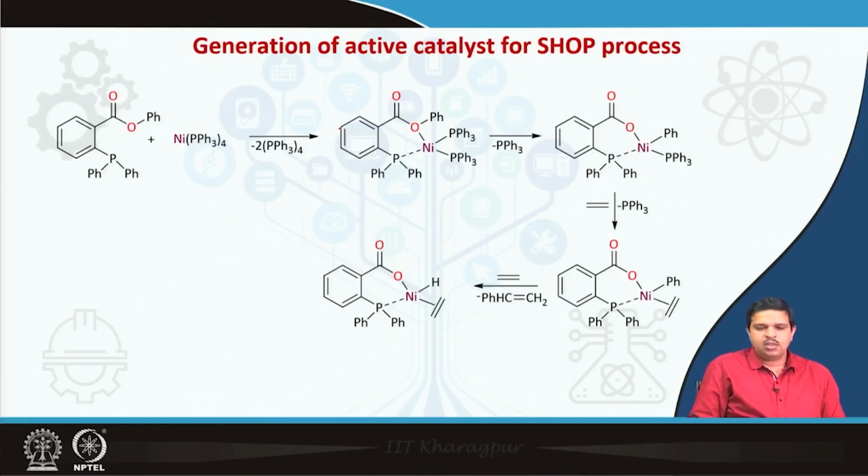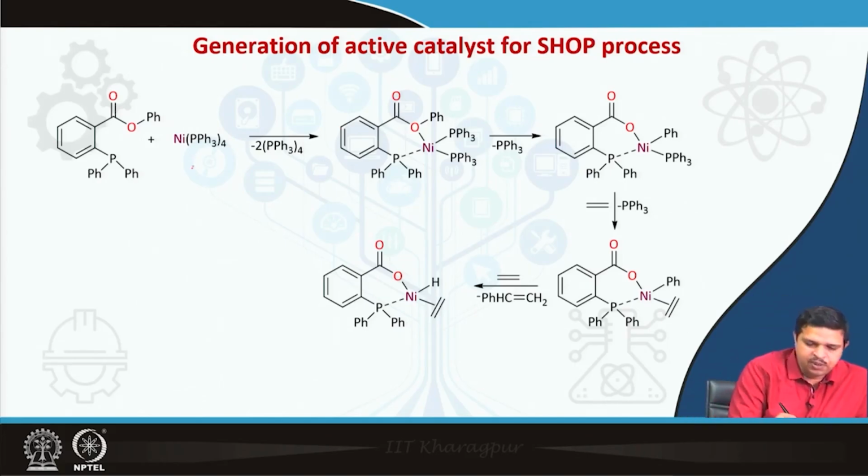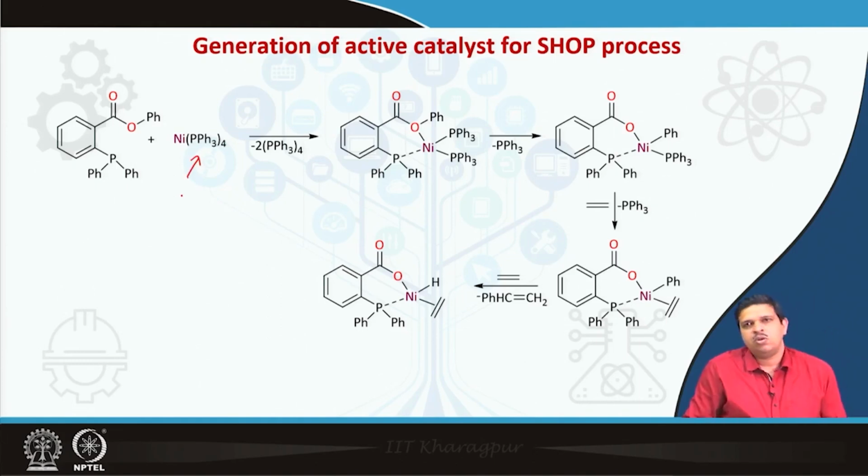So let's take one example. This is another way of synthesizing nickel catalysts. Here the precursor is Ni(PPh3)4. This is also a quite popular precursor. So I showed two examples. One is nickel COD2 and one is the tetrakis(triphenylphosphine) derivative of nickel. Both are in the zero oxidation state here.